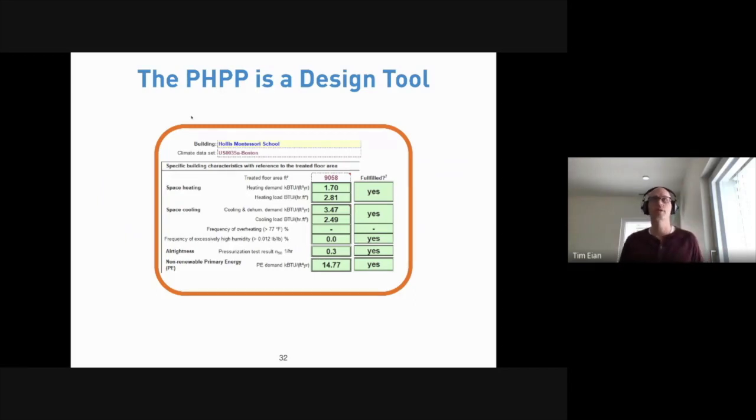This here happens to be an IP version. There is an IP version, by the way. I often have SI examples just because I grew up in Germany and I still do a lot of work in metric, but it is a global program. It is used literally on every continent, and so it is available here in North America in IP as well.